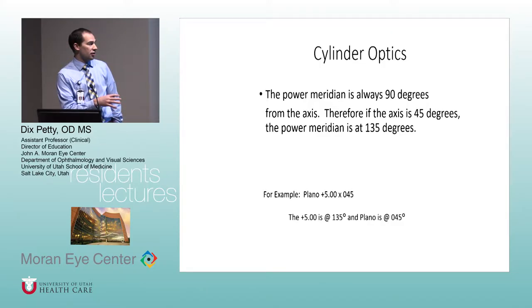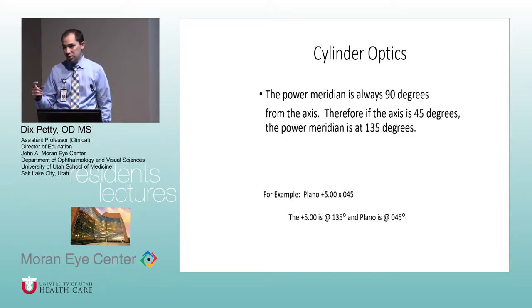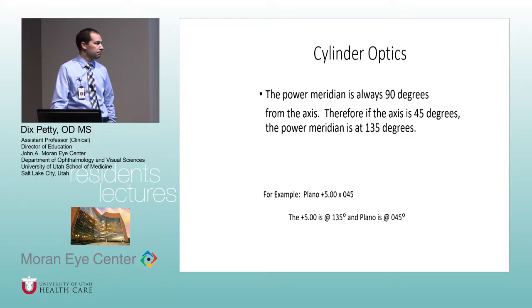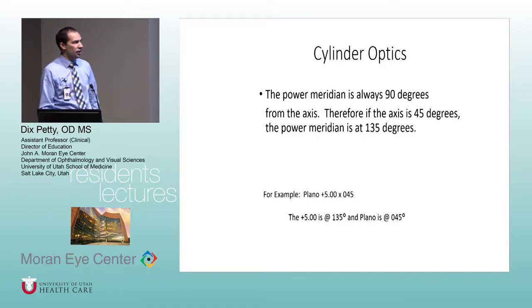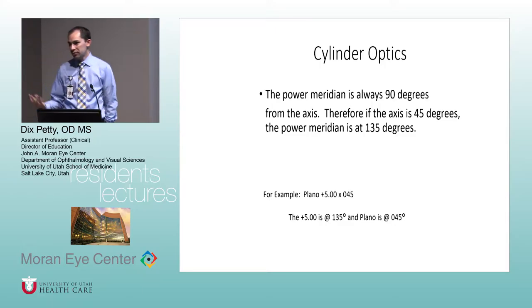And then here's just a little example down here from this prescription. So this is exactly like what you would pick up out of the loose lens set. So plano plus 5, axis 45. The plus 5 is actually at axis 135. The plano is at 45. And have you guys done much with power crosses a little bit? So we'll go over that a little bit. There's a few practice problems throughout here. If you want to try them out, that'd be awesome. But let's see, we'll keep going.